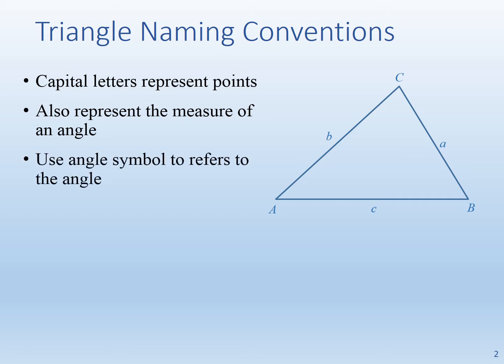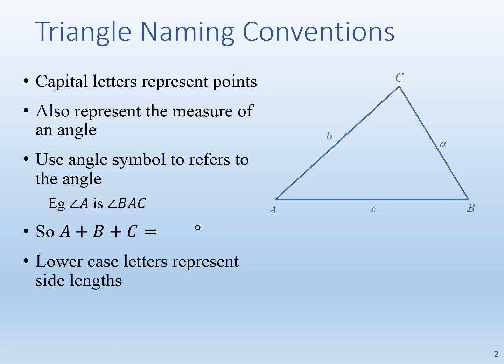More formally, if we want to refer to the actual angle itself, we should use the angle symbol. So we can use angle A to represent the angle at A, or more formally angle BAC. But we can also use the A, B and C to refer to the size of the angles. So when we add those three angles up, we get 180 degrees there.